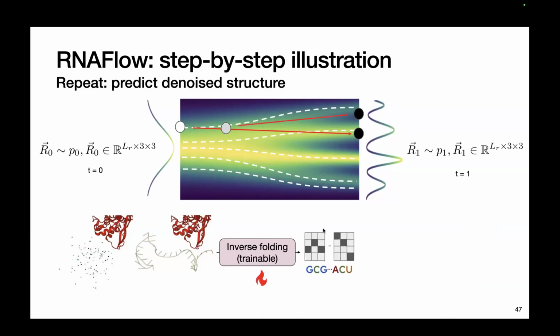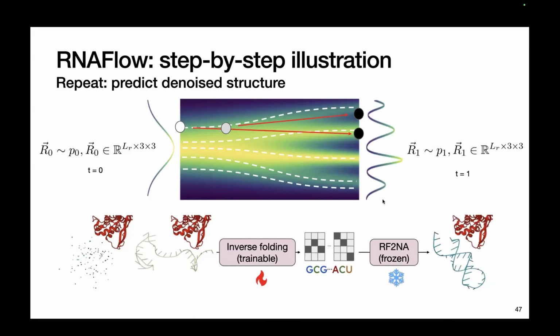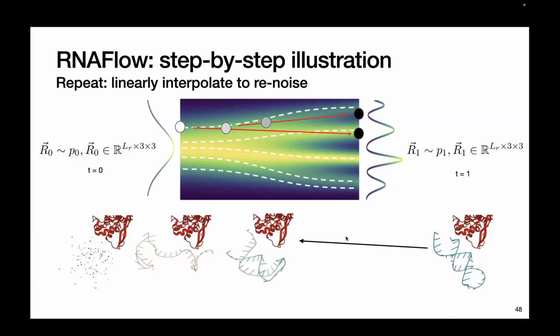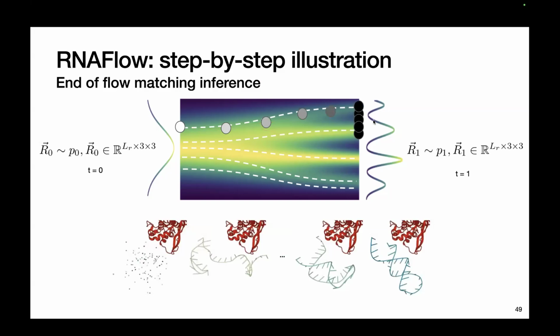Now, what you do is you go through this inverse folding process again. You get this inverse folding model, but now, since your structure looks more decent, you actually get more information out of it. And then you feed it back to RF2NA, and you get a new structure again, and you re-noise it, and you go through this process iteratively.